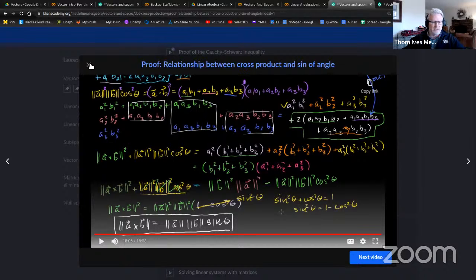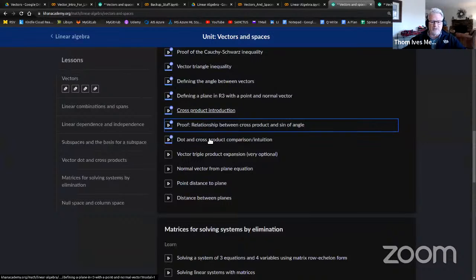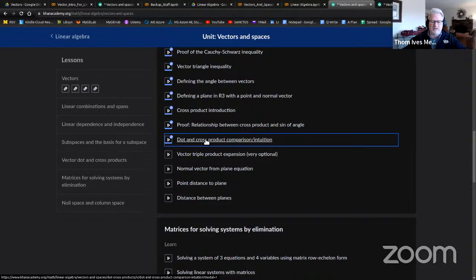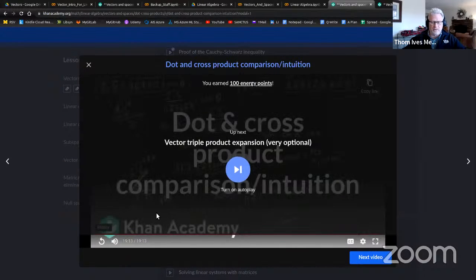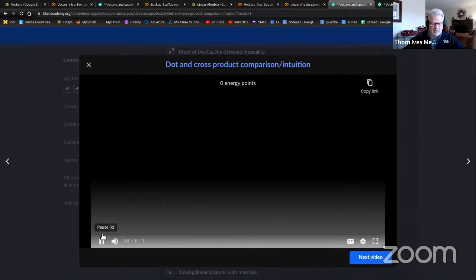Now, I know we're just a little past 9, but we usually go past the hour. Let's do dot and cross product comparison intuition. And we'll do this in the same way. I'll explain through it because, again, if you join late, Thom got sick and he didn't get through all the visualizations he wanted to do.